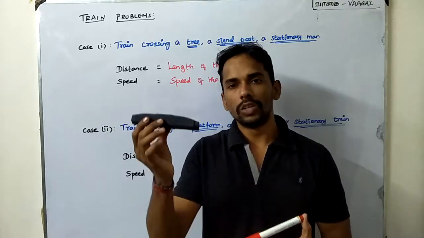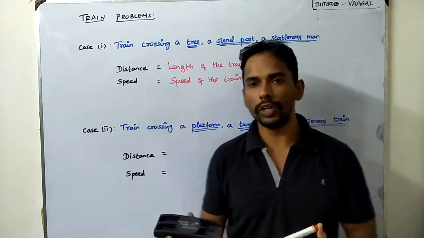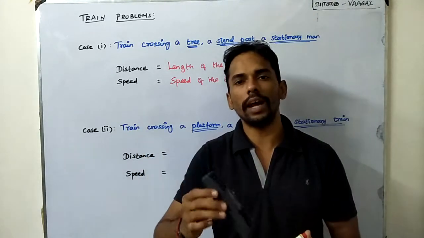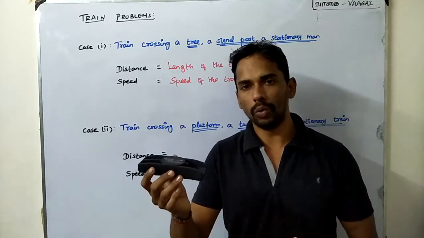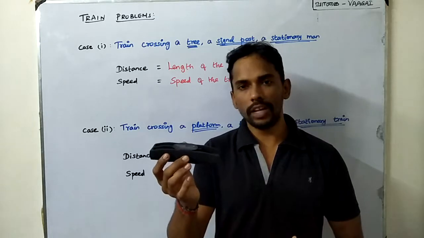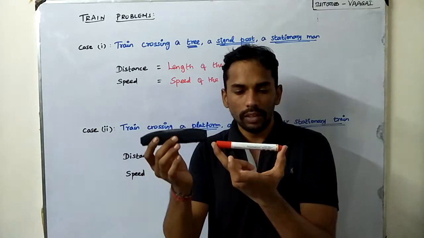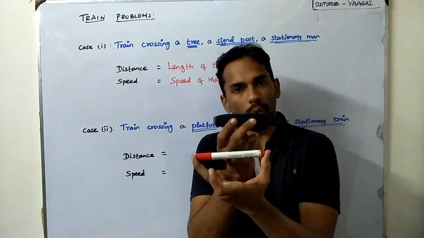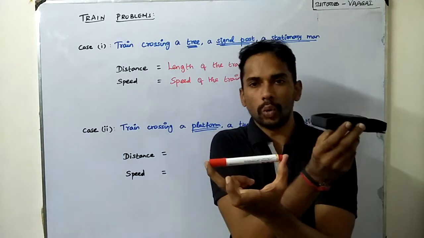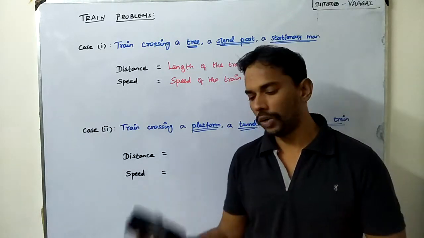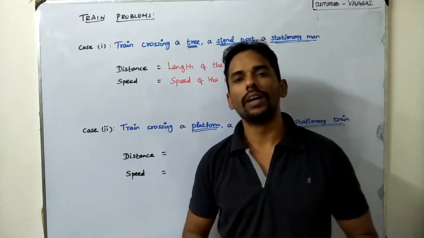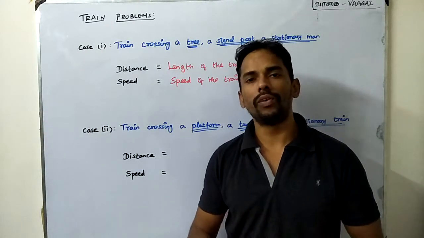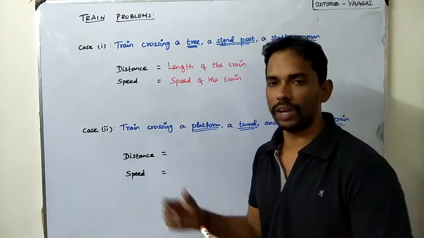Okay, so now when the train is going to cross this platform, we will see the entire distance, how much it is going to travel. If it is going to cross it, the train needs to travel the length of the platform first, then once again the train needs to travel its own length. So when you want to find the distance, it is going to be nothing but the addition of both the lengths.